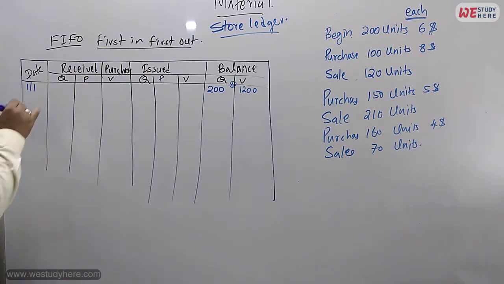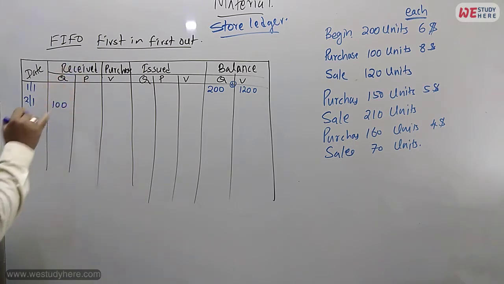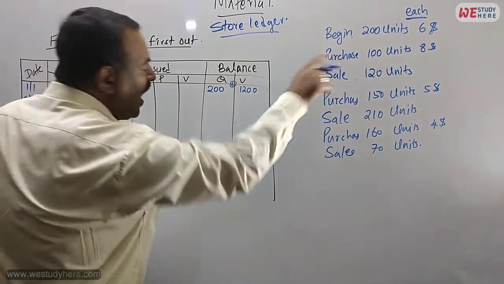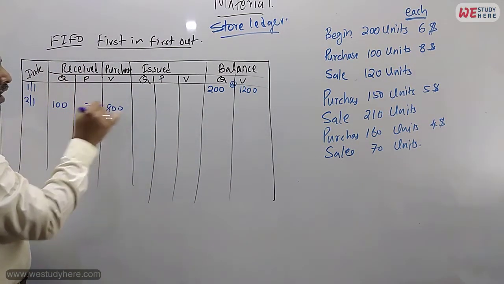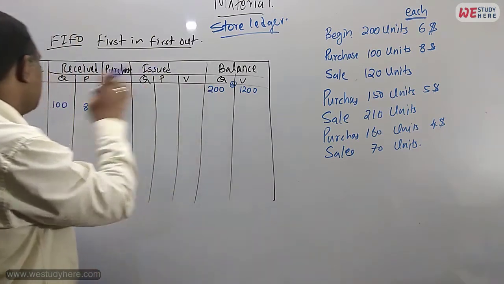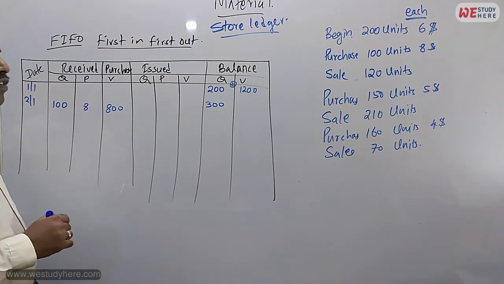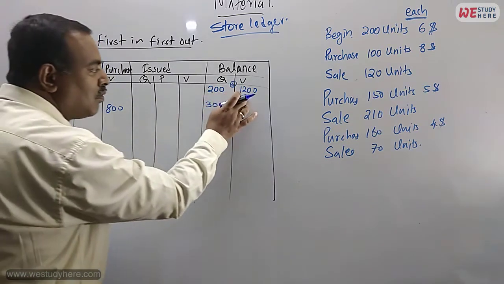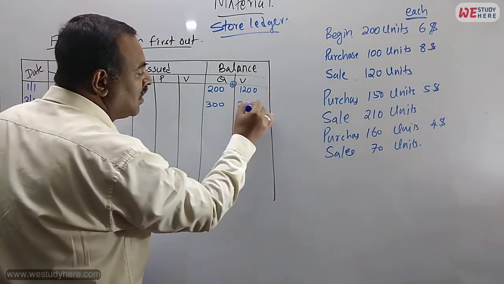Next day purchase. Okay, 2/1. Purchase how much? 100 units. The purchase means received. Under received, 100 quantity, the price given to you is $8. Then we multiply 100 into 8, $800. When you purchase 100 units, your inventory will increase. Already we have 200, now 100 we are adding. How much will it be? 300. Then the value also, earlier 1,200, now we are purchasing 800 more, then total will be 2,000.